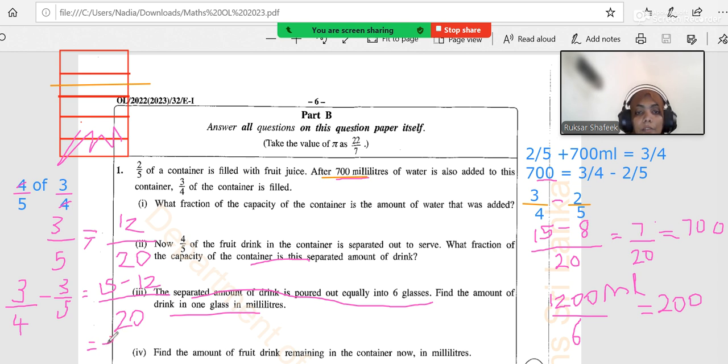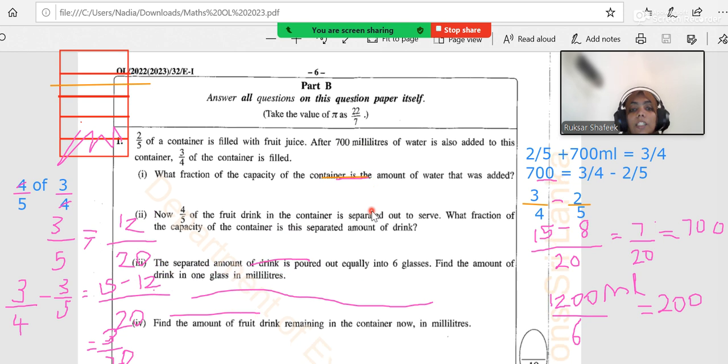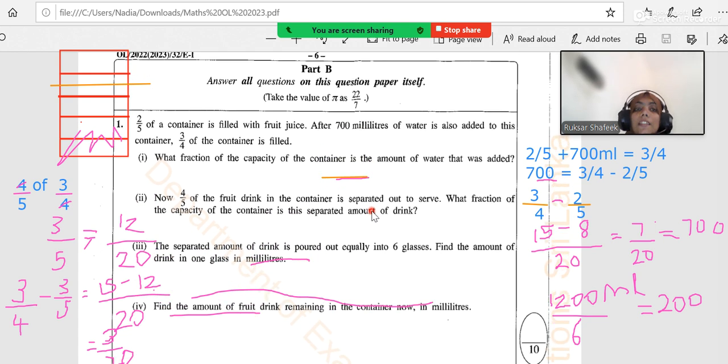Right, now this is the amount of fruit drink remaining in the container, 3 out of 20. So we did already see that 1 part out of 20 or 1 over 20 was equal to 100 milliliters, because 7 parts was 700. So we did see that 1 part was equal to 100. So 3 over 20 remaining, that means 3 parts is remaining. So that's 300 milliliters of fruit drink remaining in the container. So I hope that question was clear to you and you were able to understand clearly what needs to be done in each of the steps there. So that's about the question in the 2023 O-level paper.